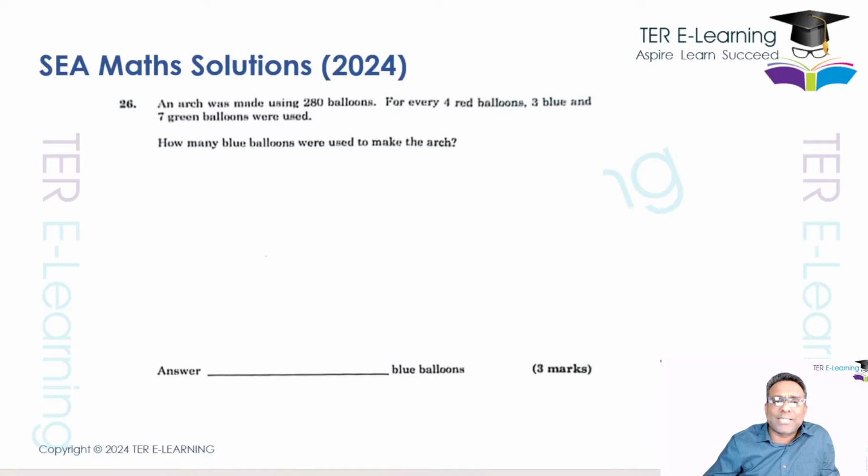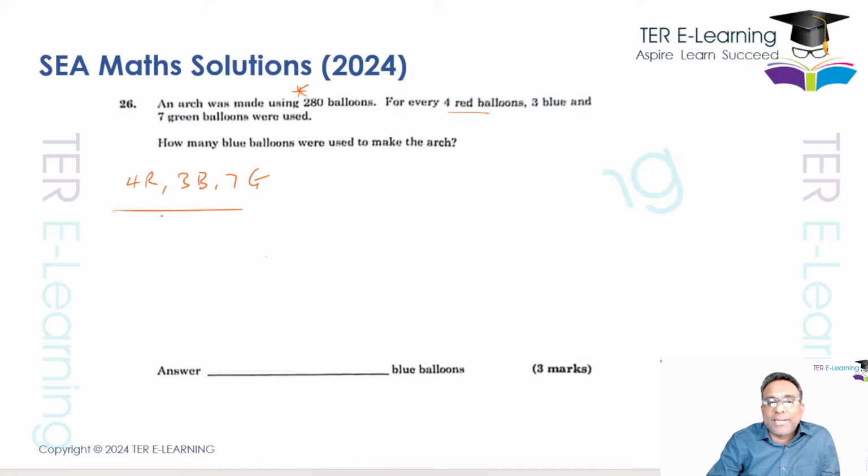Question 26. We have an arch, and the arch is made using 280 balloons. For every 4 red balloons, 3 blue and 7 green balloons were used, right? So for every 4 red, we have 3 blue, and we have 7 green, right? So that's the combination that they're using here. But the arch is made up of 280 balloons. How many blue balloons were used to make the arch?